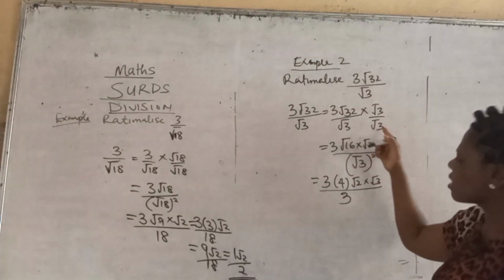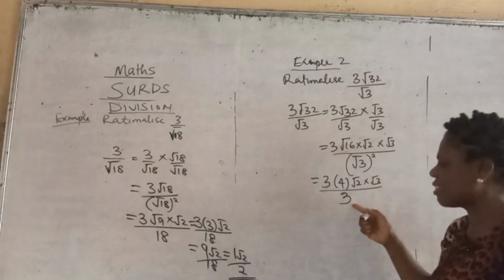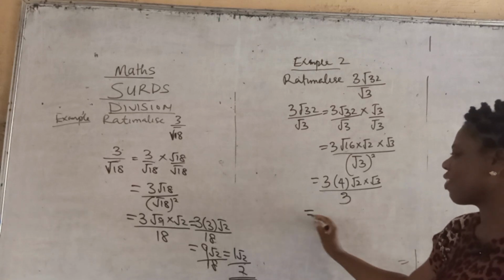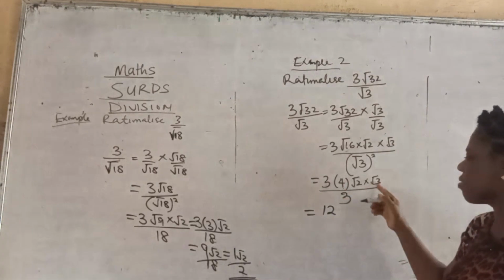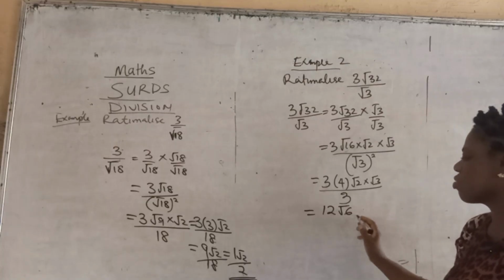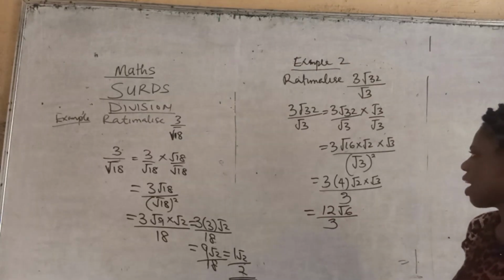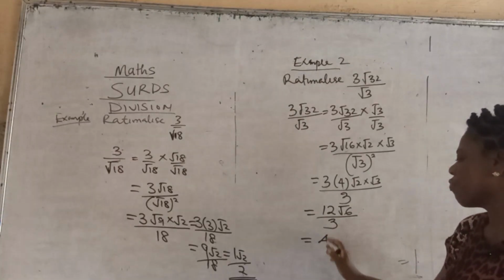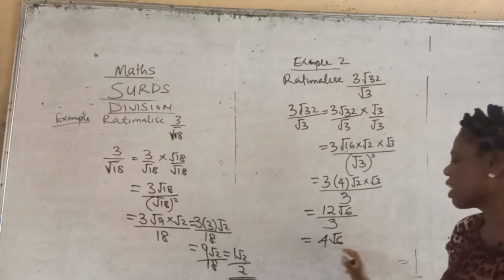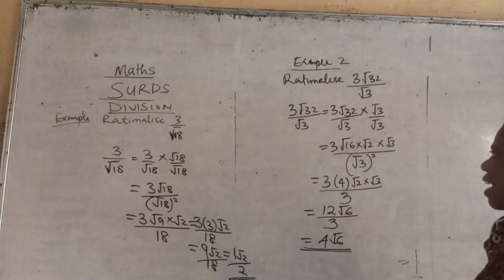And if you say 3 times 3, 9. What is the square root of 9? It is still 3. Can you see that? And that will give us 3 times 4, which gives us what? 12. And 2 times 3 will give us what? Root 6 over 3. And what happened here? 3 can go into this number, and that will give us 4 root 6 as our final answer.